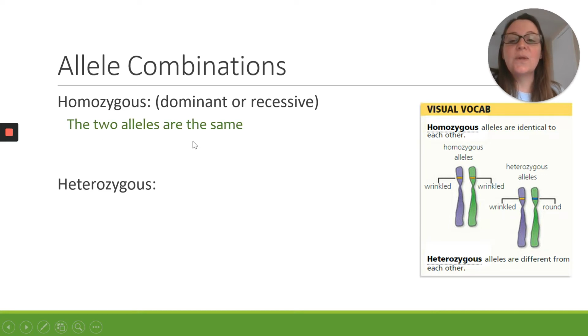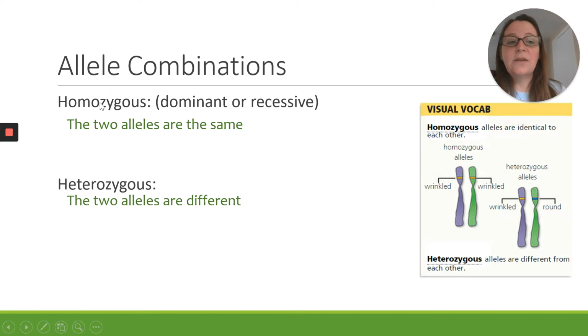Homozygous means that the two alleles are the same. I will caution you, if you use this word homozygous, you must follow it up with homozygous dominant or homozygous recessive. It's not enough just to say homozygous, because then I'm going to ask you, well, okay, they're the same, but is it the dominant allele or the recessive allele? So the other one is heterozygous, where you have two different alleles.